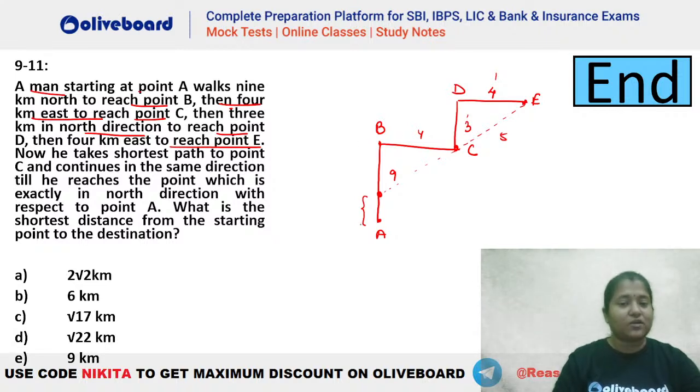ठीक है. अब ये टोटल AB कितना था? This was your, that is, you can see this is your 9 kilometers, right? ये 9 kilometers था. What else do we have here? हाँ, so a man starting at point A walks 9 kilometers, right? This was total. AB was 9 kilometers. He reaches B, then 4 kilometers east to reach C, then 3 kilometers north to reach D, and 4 kilometers east to reach E. Then shortest path to C and continues in the same direction till he reaches the point which is exactly in the north direction with respect to point A. Now can we calculate this value here?